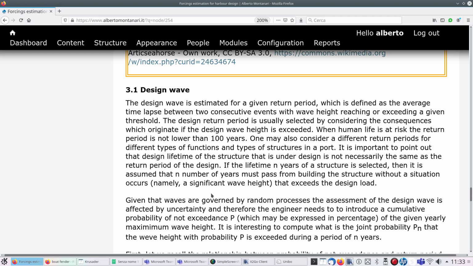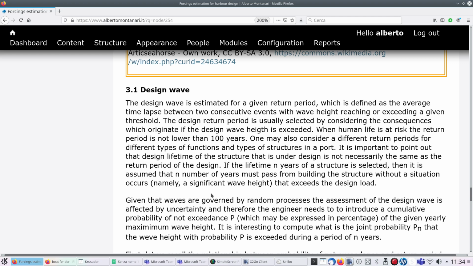If we adopt a design return period of 50 years, many people think that in the course of 50 years it's almost certain that I get this event. This is wrong, absolutely. It doesn't mean that if I have a return period of 10 years, within 10 years the event will occur with certainty. It is the same reasoning that I made before. The return period is an average time. It's interesting to develop an example.